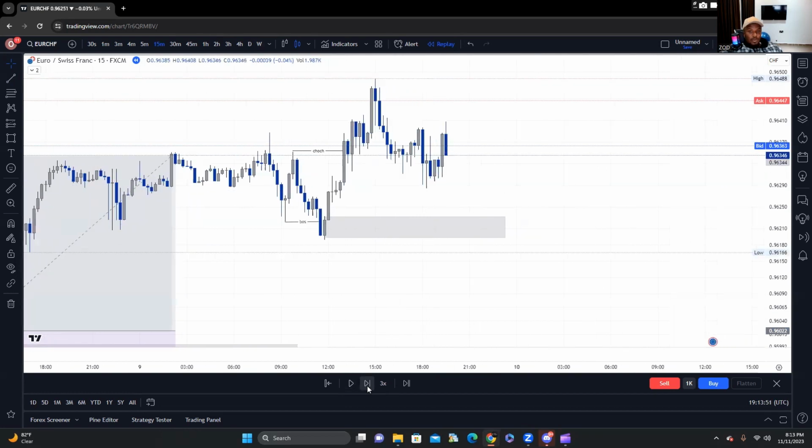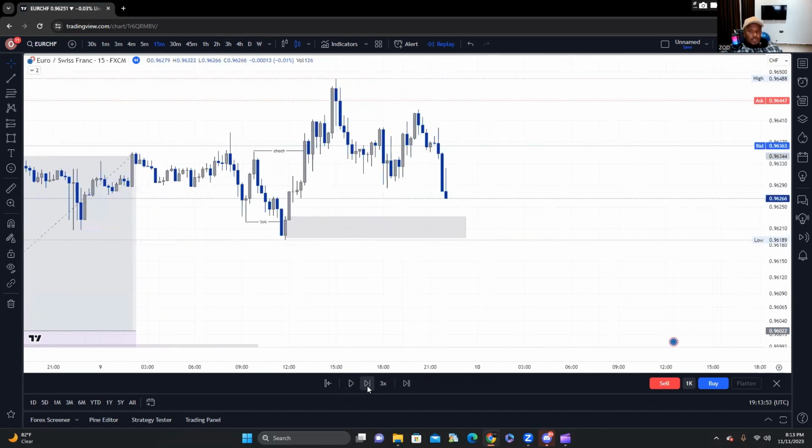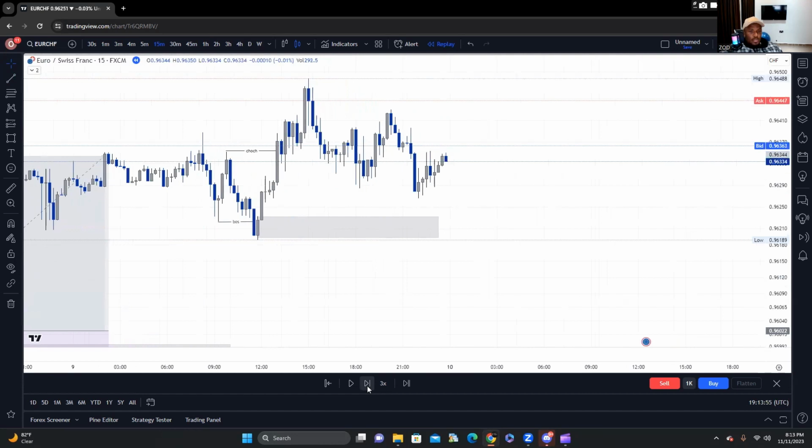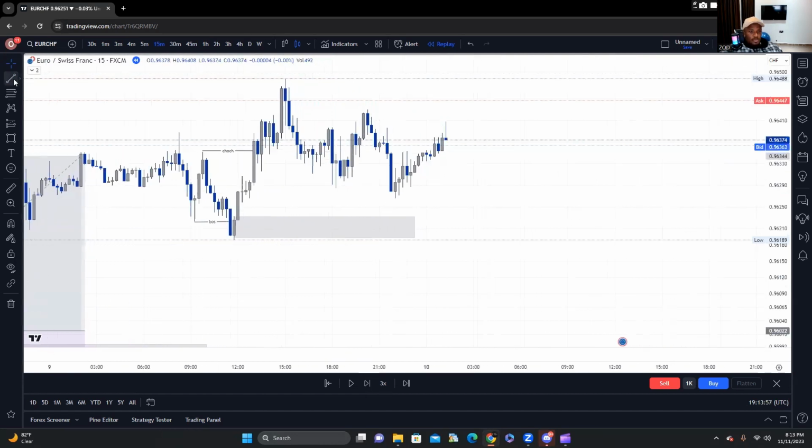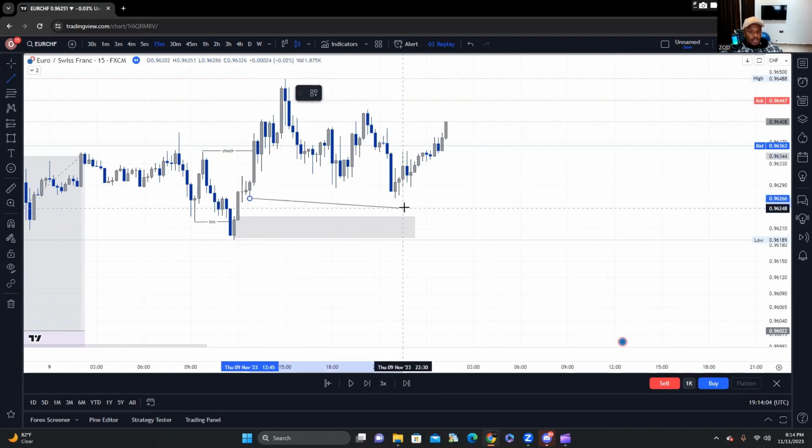Consolidating, building what we call liquidity. We can see a form of liquidity building here. See this liquidity building here. We see the liquidity here. This is a double bottom.